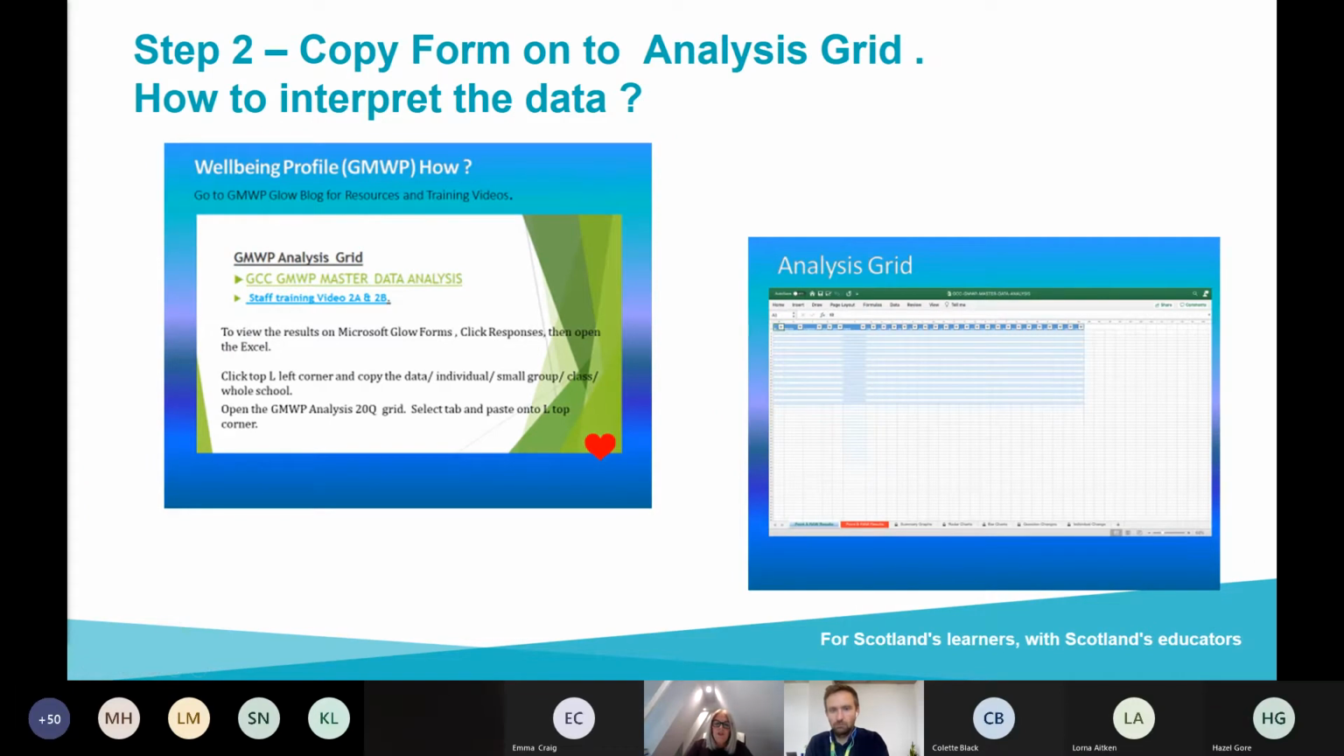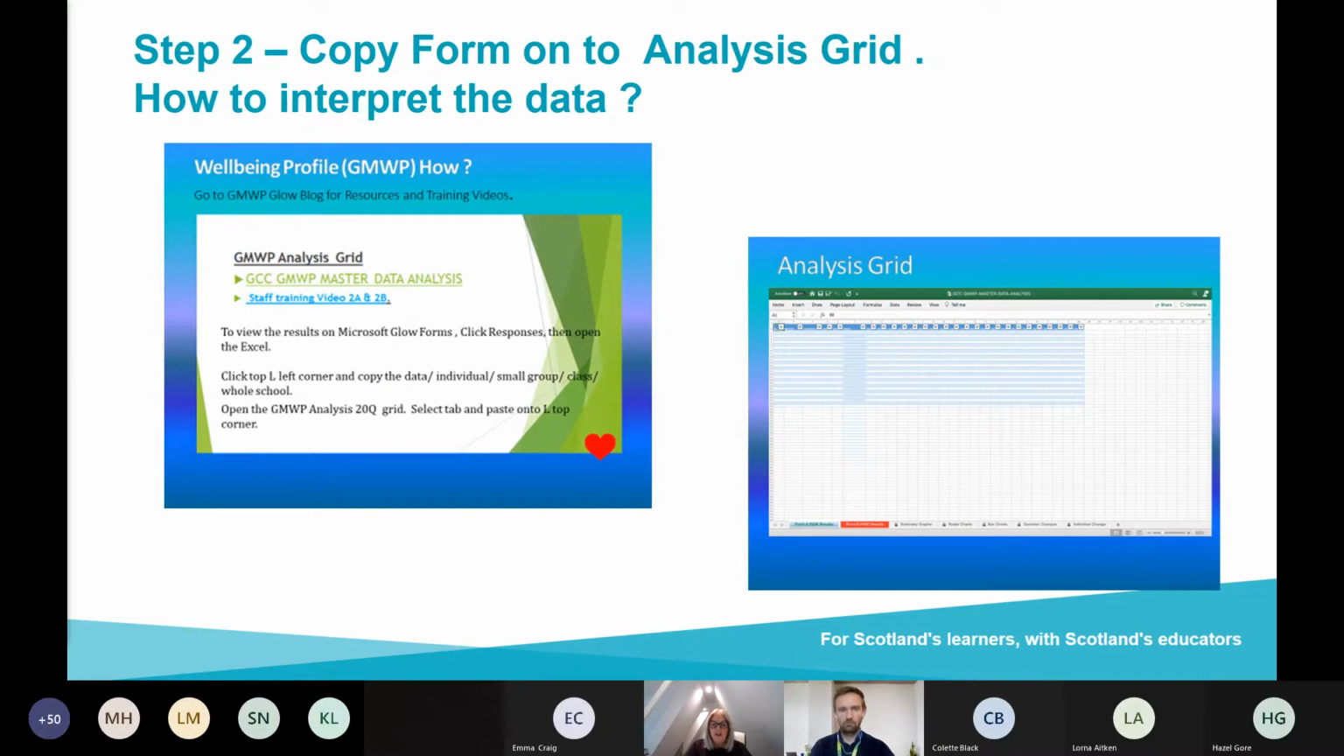So step 2, we copy the Glow form onto an analysis grid. Now at the right hand side here, this analysis grid is where all the magic happens. And this is the work of David Patrick, who's a Deputy Principal Psychologist in Glasgow. And David has been developing this work with St Brendan's for the past 4 years.